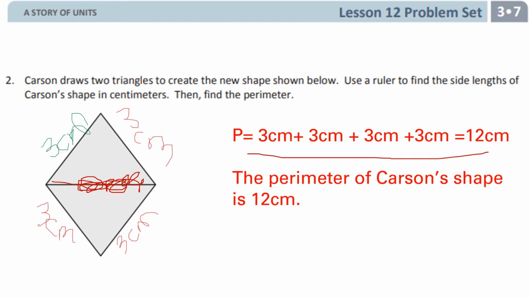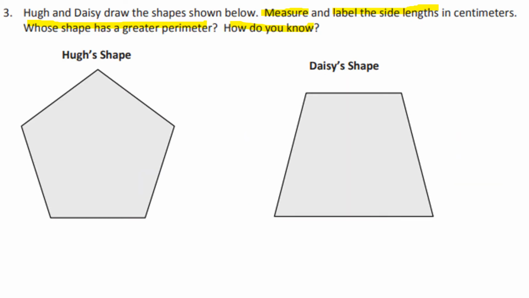All right, so let's keep going to the next problem. Now Hugh and Daisy draw the shape shown below. Measure and label the side lengths in centimeters. Whose shape has a greater perimeter? Greater means the bigger perimeter. And then you're going to tell me, how do you know?